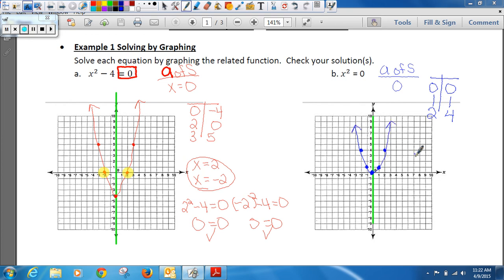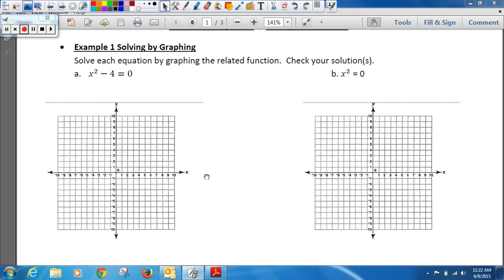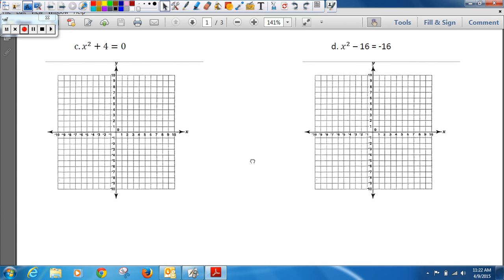Okay, to get the solution then, remember it's where it crosses the x-axis. This crosses it only at one point, so this time I only have one solution. My solution here looks like it is x equals 0. We check it. If we plug it into the original, is 0 squared equal to 0? Yes, 0 equals 0, so our solution is correct. We have 2 more examples down below of graphing.